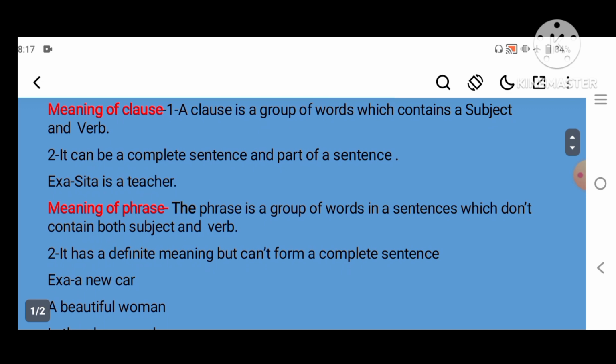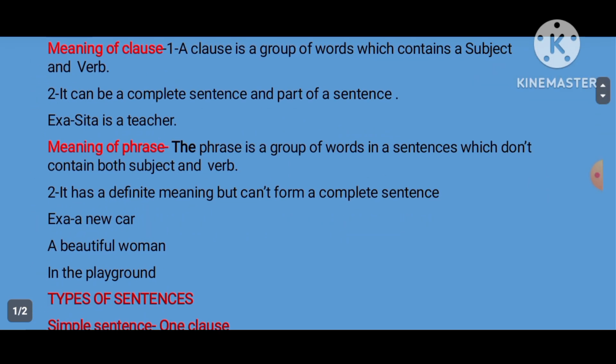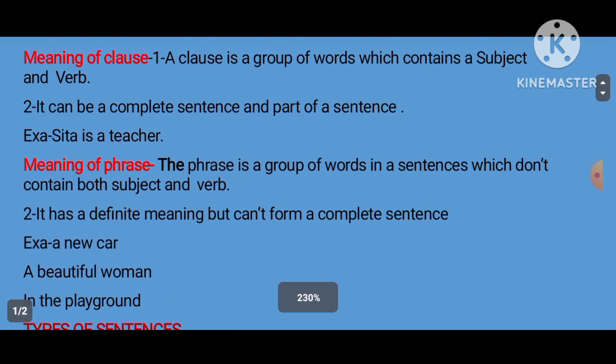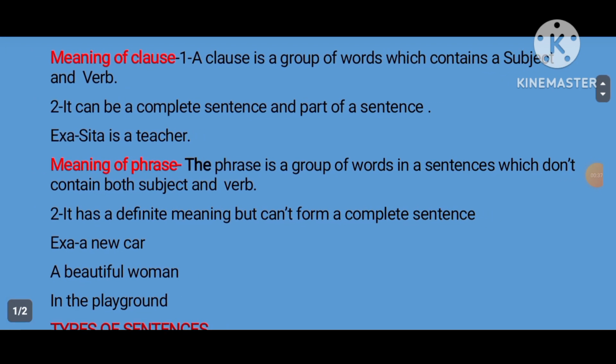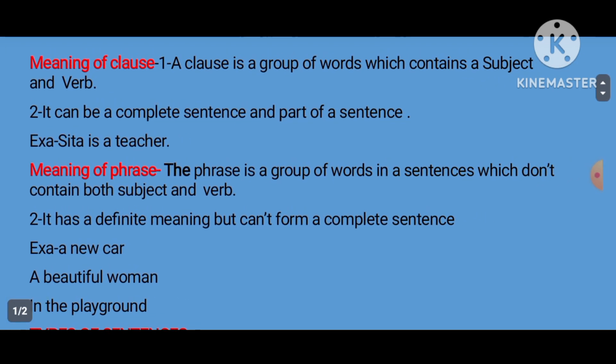What is the meaning of clause? All of you know the meaning of the clause. A clause is a group of words which contains a subject and a verb. Look at this. A clause is a group of words which contains a subject and a verb. There must be a subject and there must be a verb. It can be a complete sentence or it can also be a part of the main sentence.